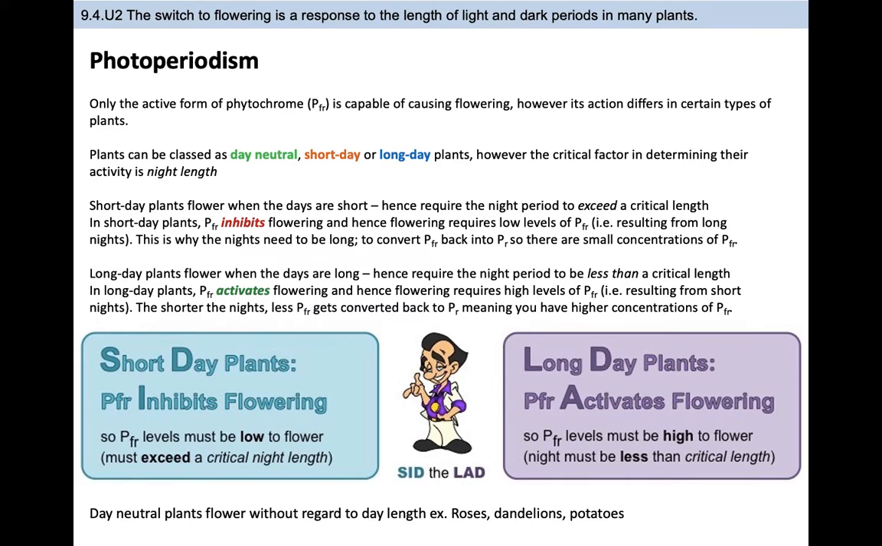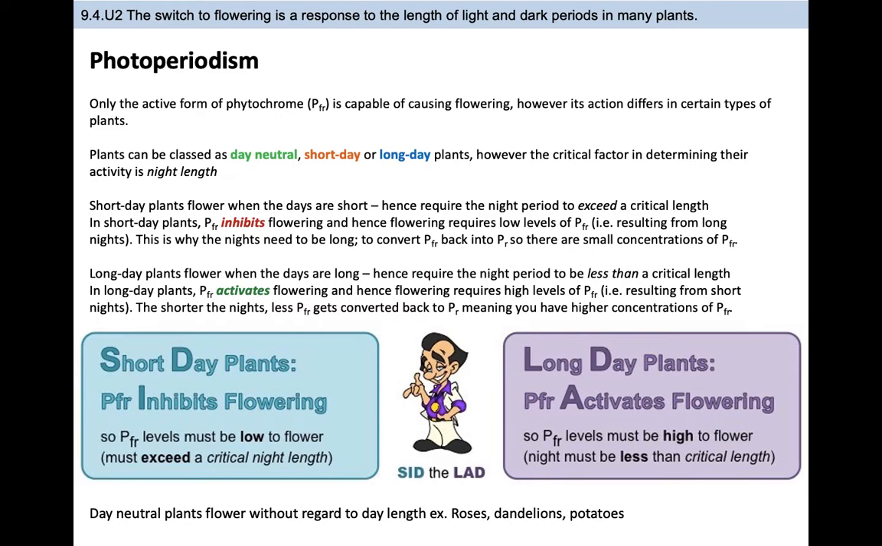So their night period needs to be less than the critical length, because when we have a short night, that means we're going to have only a little bit converted back into the phytochrome red version. Because in the end, in order to flower, these plants want high amounts of far red, which means they want longer days to convert it into that form and shorter nights so that not a lot of it gets converted back.